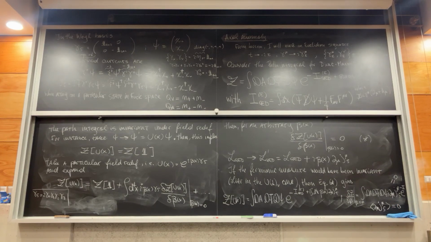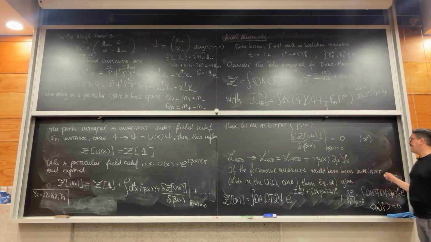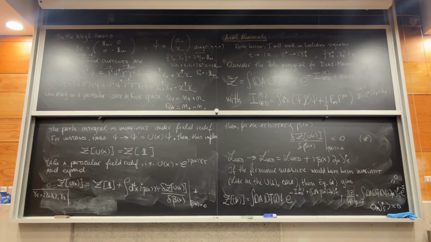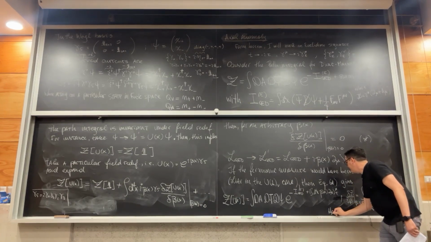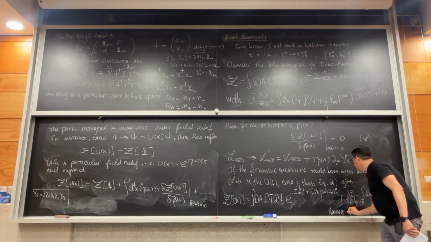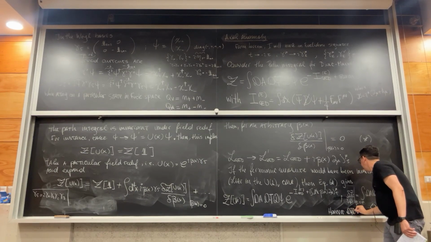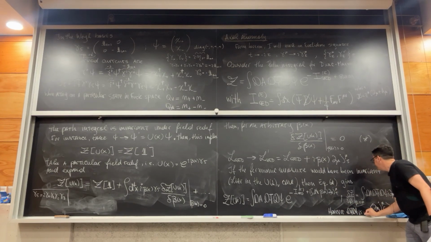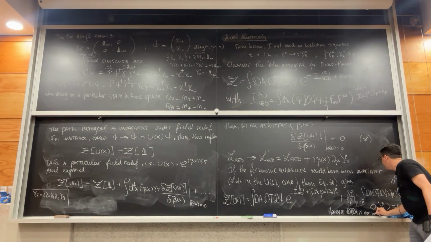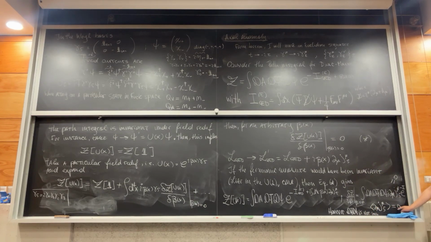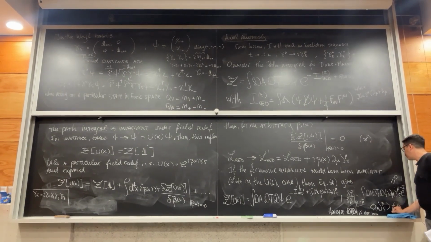Equal to 0. However, the fermionic measure in this case is not invariant. And this is the whole point of the Fujikawa computation. So I will put here, however, the measure is not invariant. So this equality doesn't hold. So at the quantum level, this is not truly conserved.